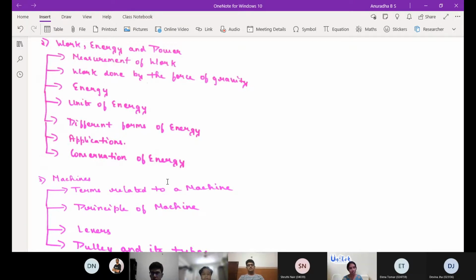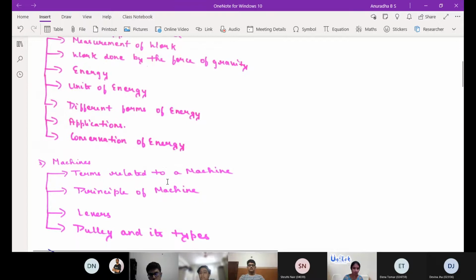So applications is nothing but where is it used? Your solar lights, your electricity from wind, your electricity from hydropower. Those are the applications. And what about conservation of energy? What do you mean by conservation of energy? You have one sentence itself. What is that?